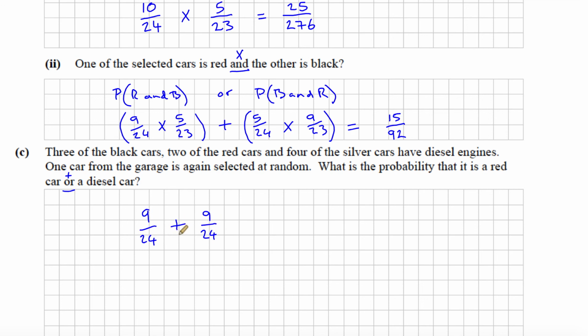However, we do have to now account for the fact that 2 of the red cars are diesel cars. So we've counted them twice now. So what we need to do is allow for that and subtract those 2, because they're counted twice in here and here. So we're going to subtract that probability from the previous ones. So what we end up with then is 9 over 24 plus 9 over 24, that's 18 over 24 minus 2, which is 16 over 24. And when we simplify that in our calculator, we get 2/3. So that's the end of part C and the end of question 1.